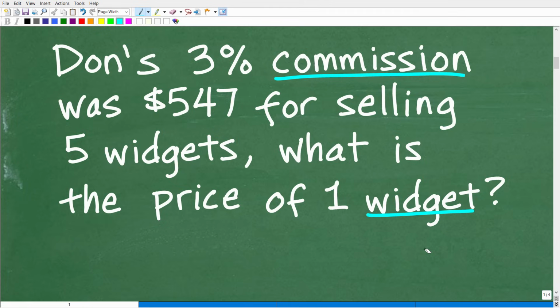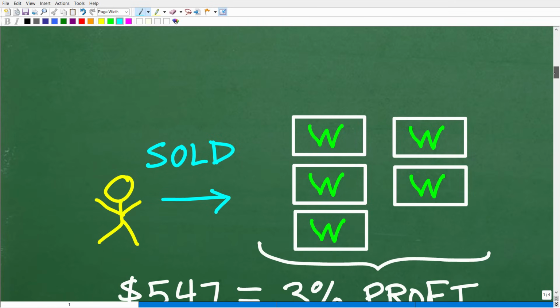But what do we do next? Well, we need a strategy, and a great way to come up with a strategy to solve a problem is to try to model it or visualize it. So let's take a look at a particular way that I'm going to visualize this problem.